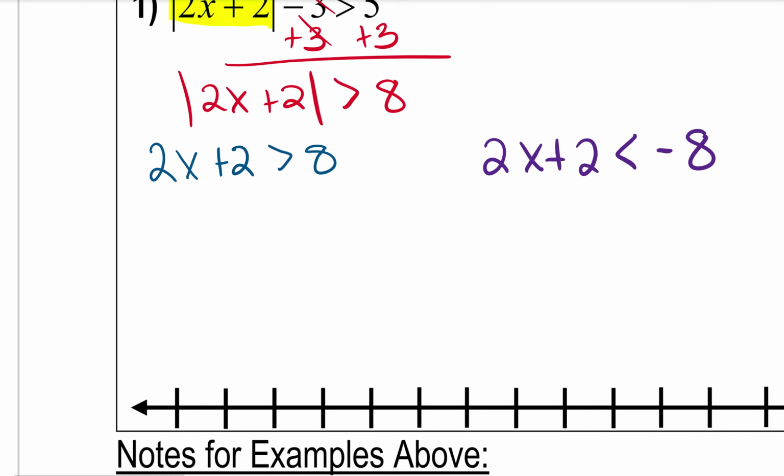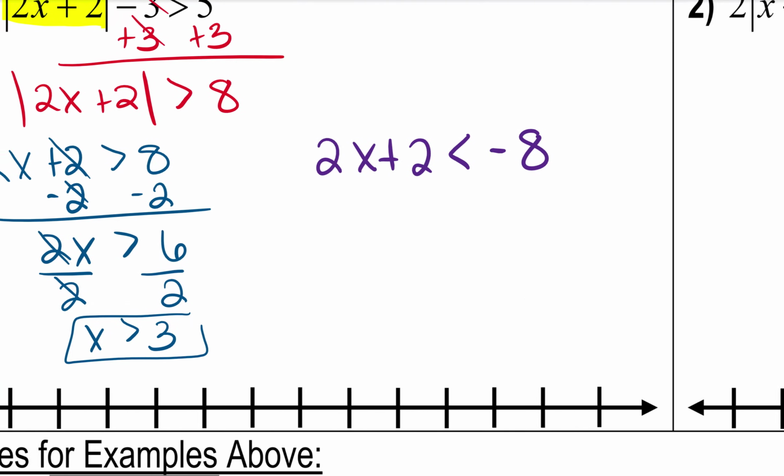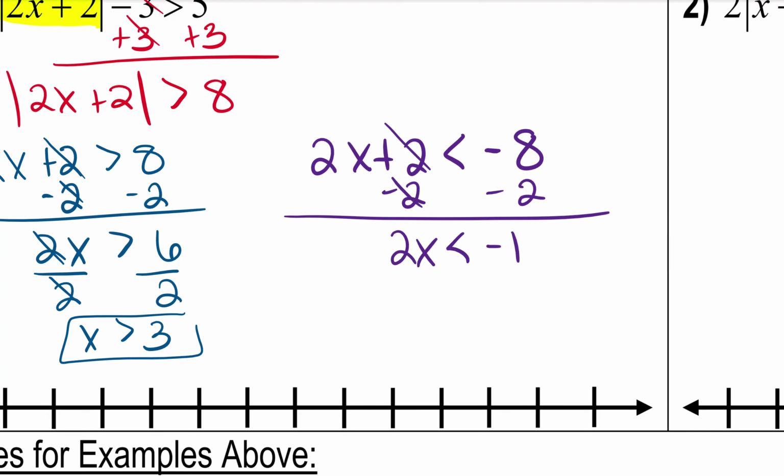So we're still going to solve the same way. We're still going to move the 2 over here. 2x greater than 6. Divided by 2. So I have x greater than 3. Now on the other side, I'm going to move the 2 again, same thing. 2x is less than negative 10. So x less than negative 5.